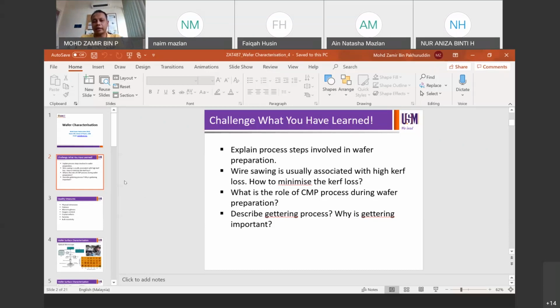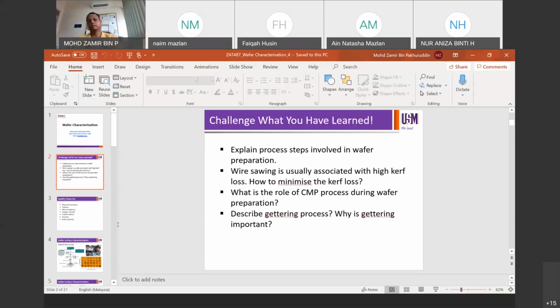Okay, finally, describe the gettering process. What is gettering? Apa gettering? Shahira, what is gettering? Anyone else? What is gettering? Remove harmful impurities from active regions. Yes, very good. Okay, remove harmful impurities from active regions.